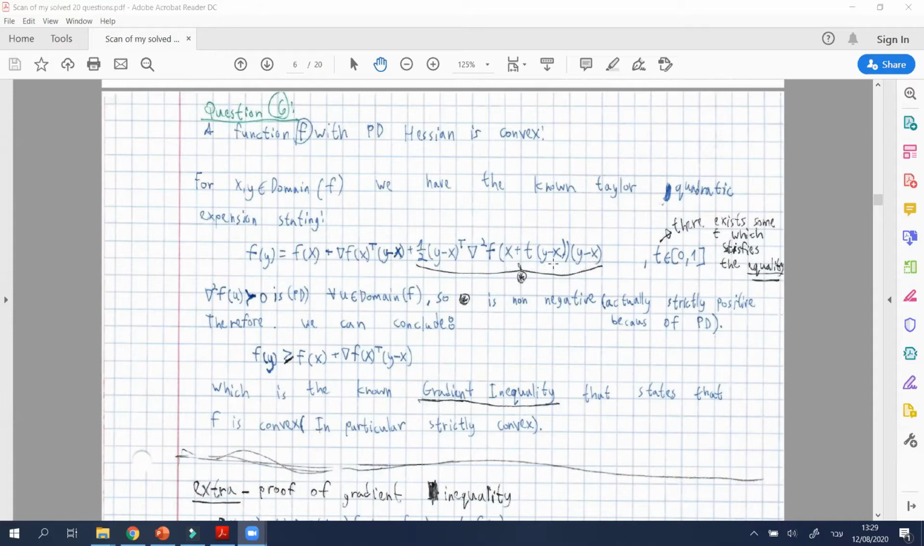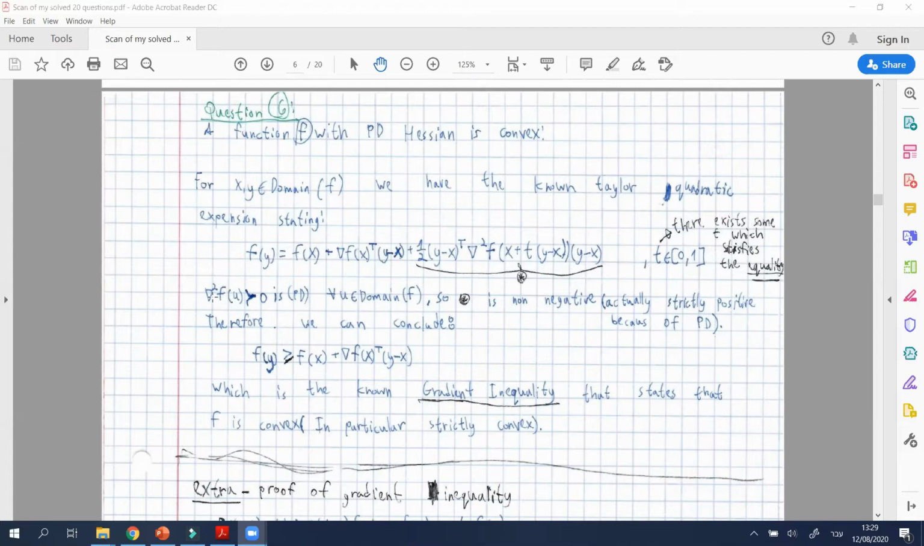So regularly, it looks like a normal Taylor expansion, but you should pay attention that there's something really important here, this point right here: there exists some t which will satisfy this equality. It's going to be an equality. It's not going to be approximately or something like that. So you should pay attention to that.